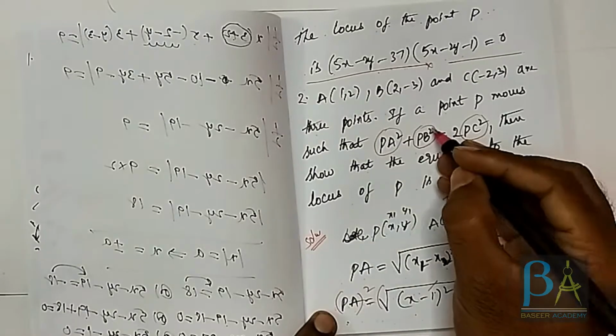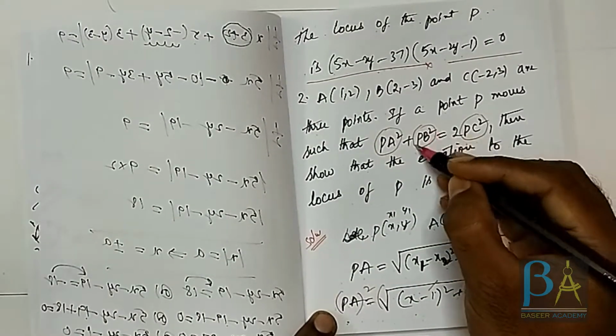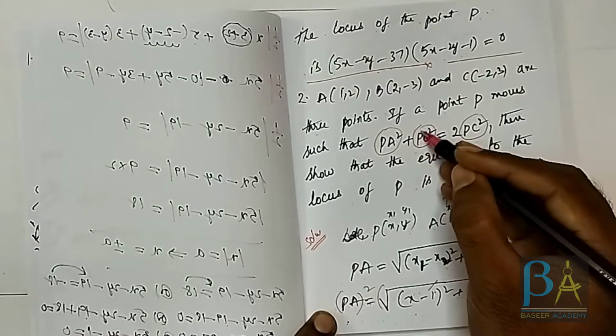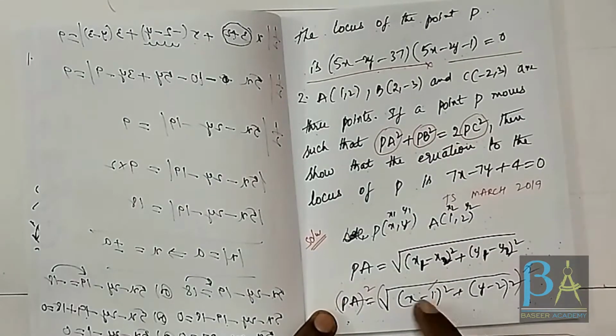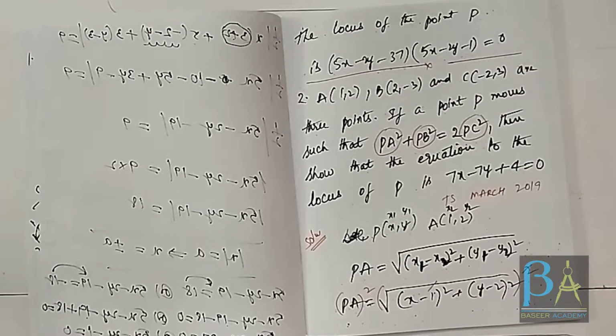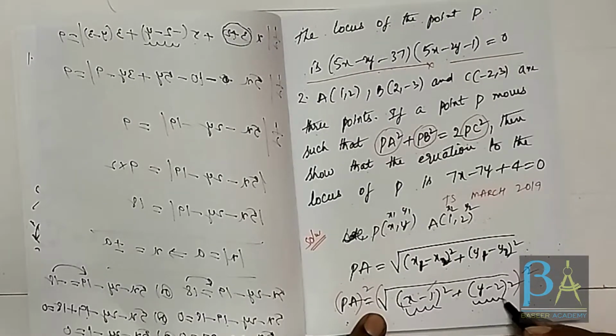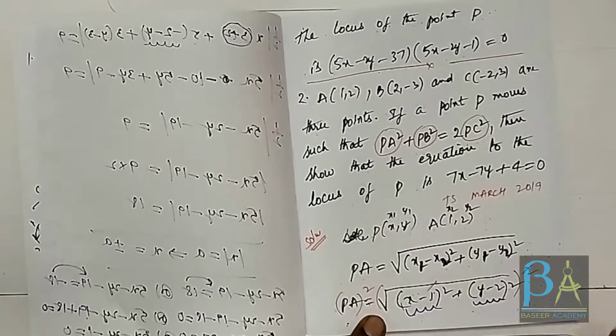So when I find out PB, I'm not going to actually find out PB, I will find PB square directly. When I find out PB square, obviously I get rid of the square root and I'll be left with only this without the root. So PA square is x minus 1 whole square plus y minus 2 whole square. Let us simplify this. Let us expand this by using a minus b whole square formula, and then let us expand this also by using a minus b whole square formula.